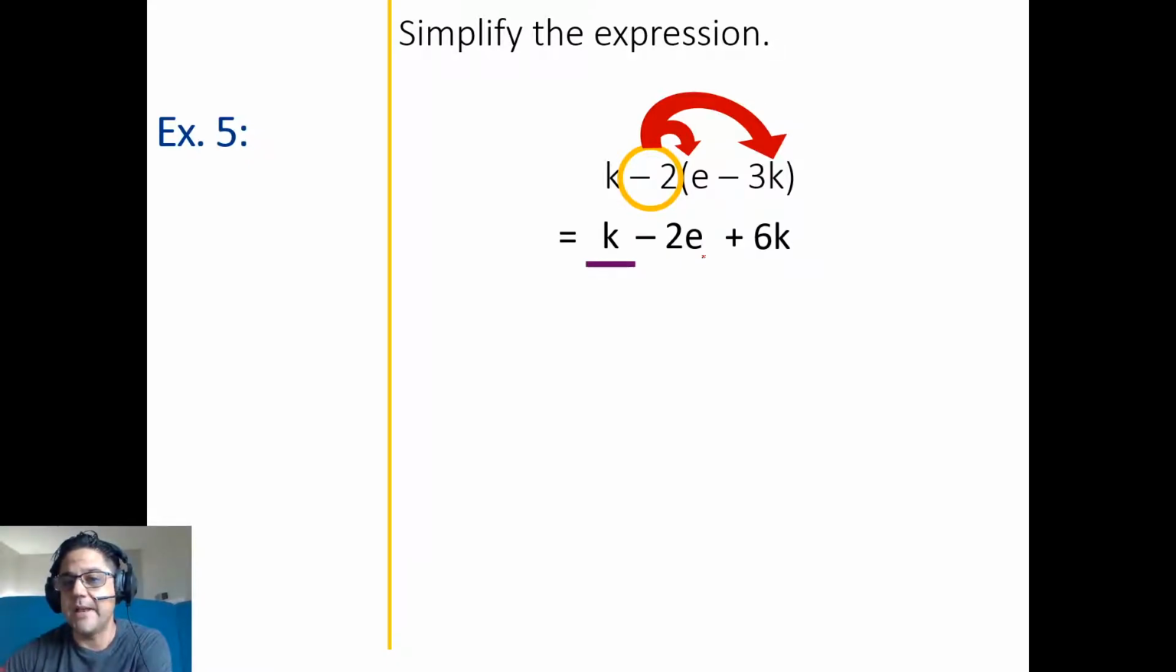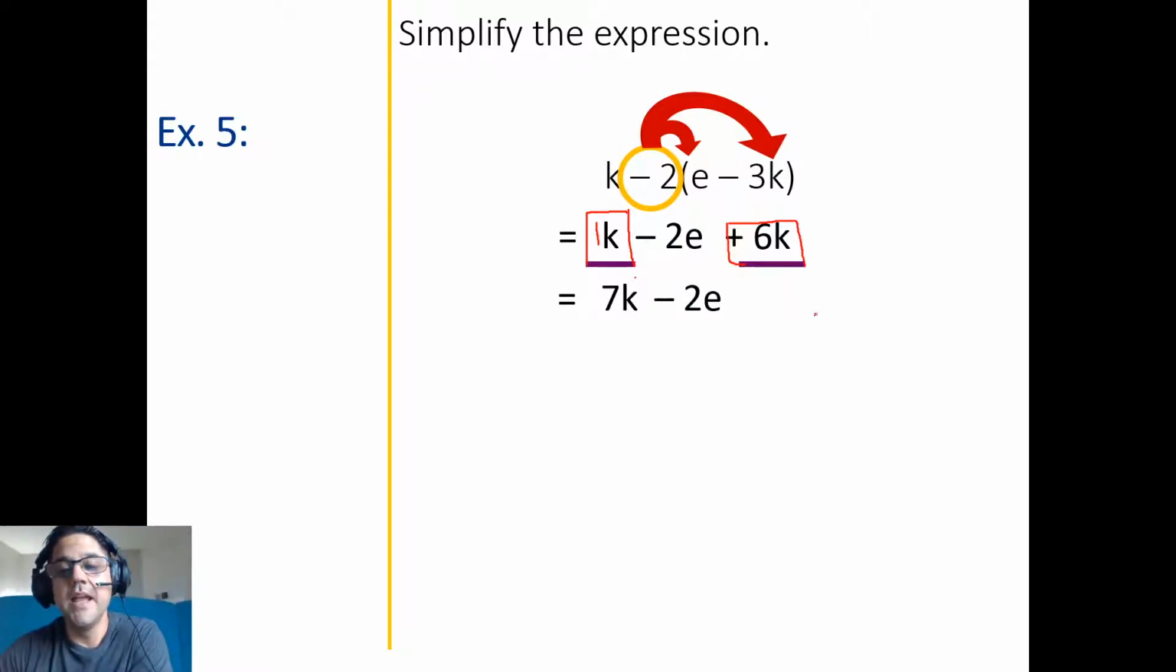Now remember, we said 1k. Now that's okay for work, but not an answer. And 6k. Well, 1k plus 6k is 7k, and the negative 2e tags along. Now remember, please don't try and put these together. Those are unlike terms. Another way you could write it, though, would be negative 2e plus 7k, because 7k is positive. I'd accept that.